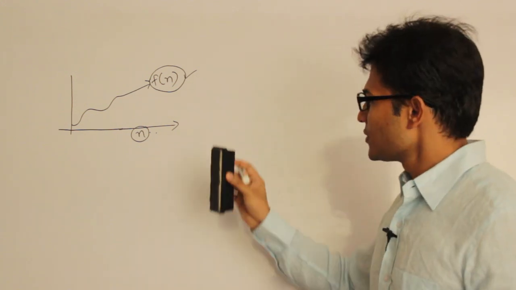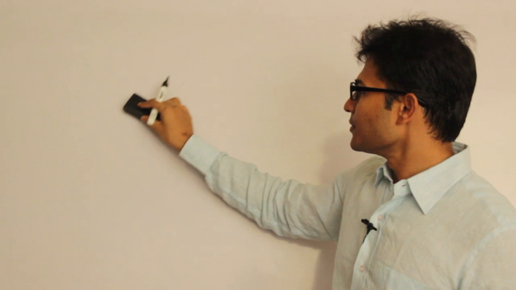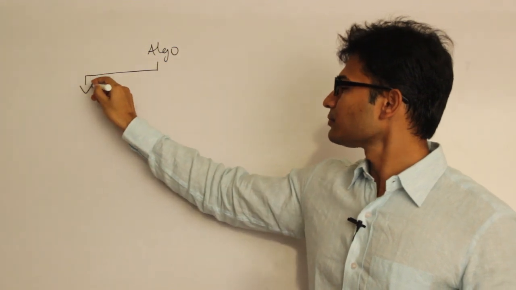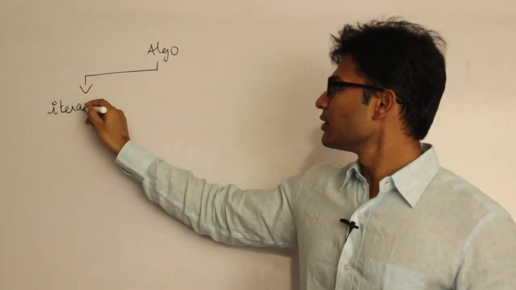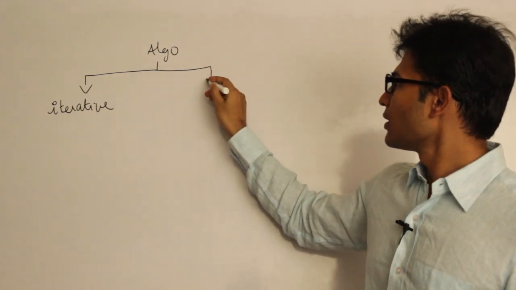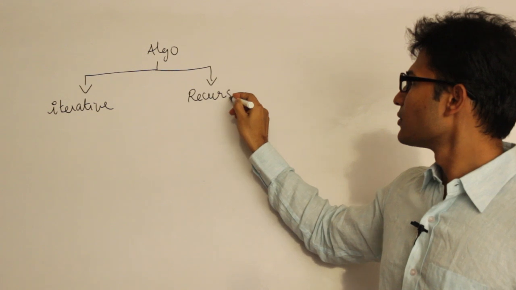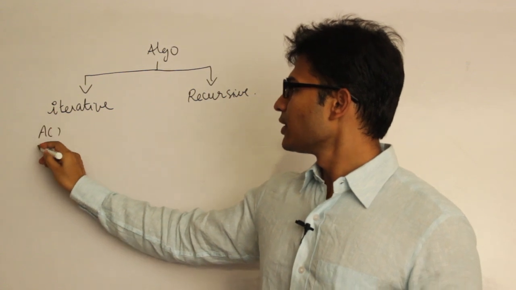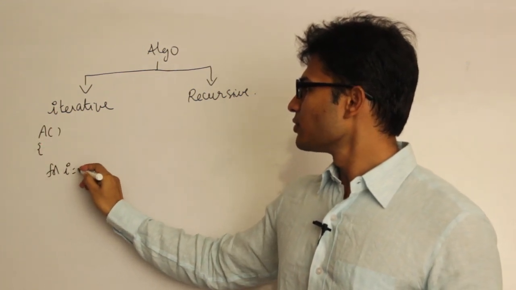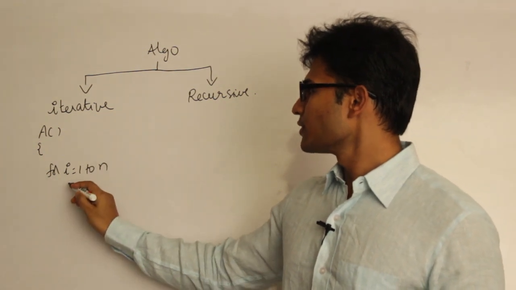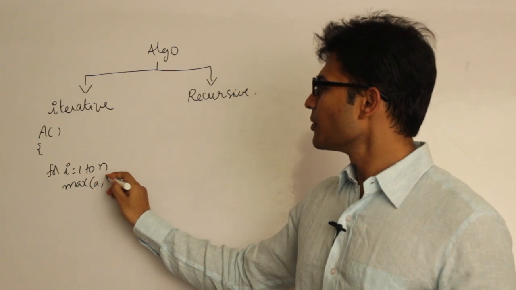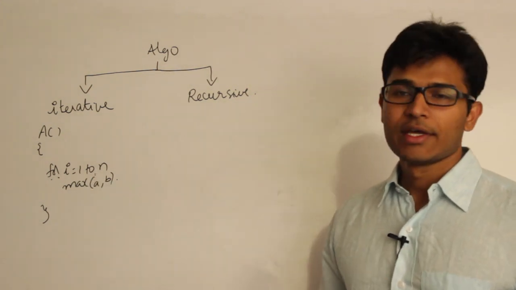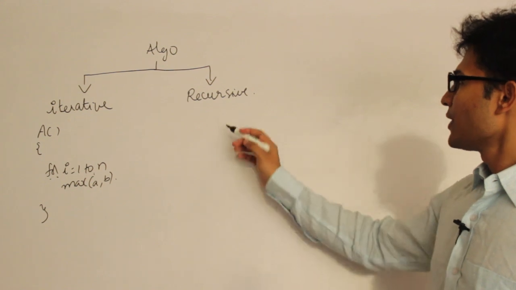In order to find it out, first we should understand that algorithms are of two types. One is iterative and the other is recursive. Coming to the iterative algorithm, it will look like this: for i equal to 1 to n, we are doing something, like max of a comma b. If you are doing it in a for loop, while loop, or do while loop, it is generally called an iterative algorithm. And a recursive algorithm is like this.